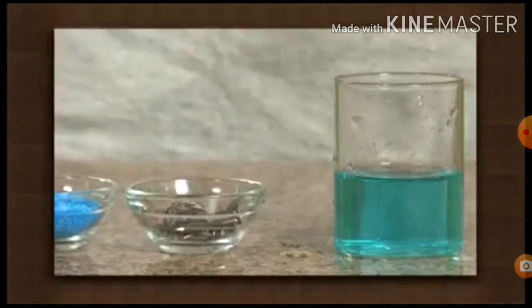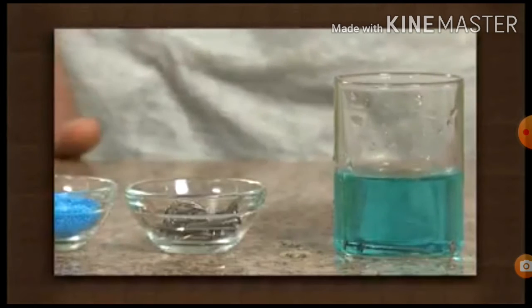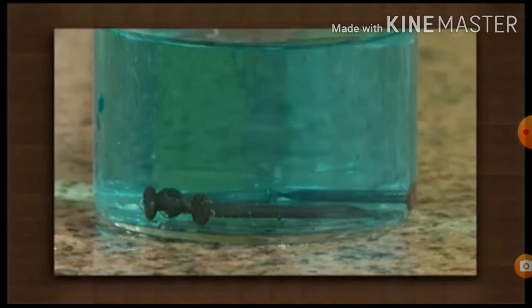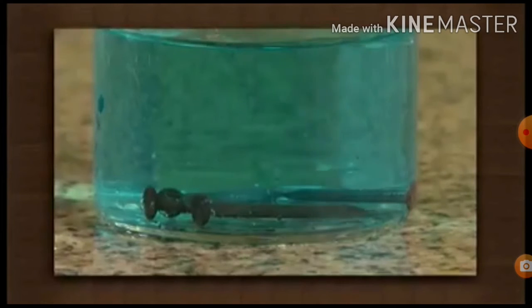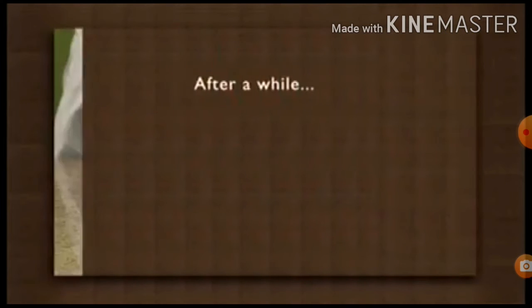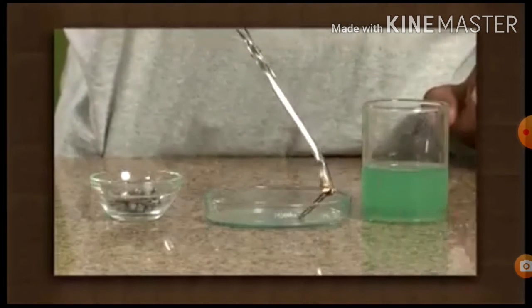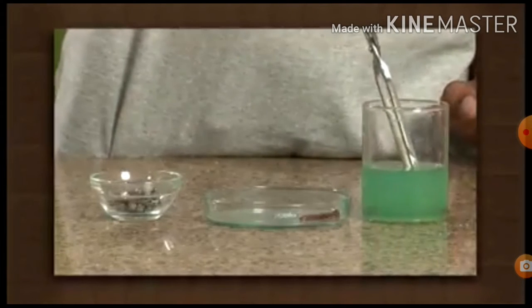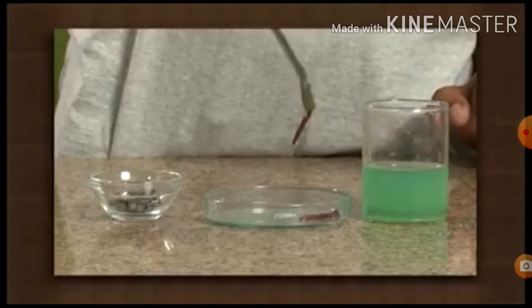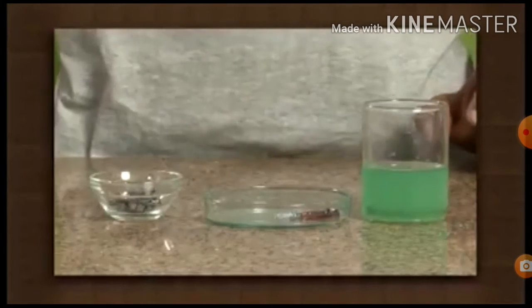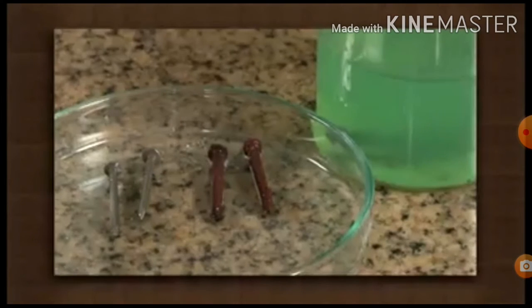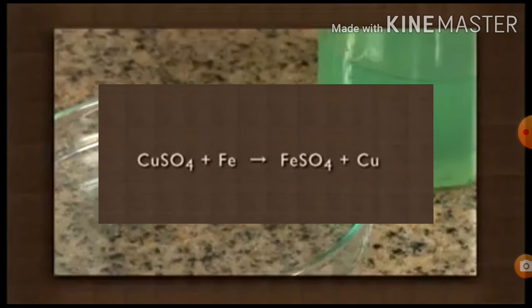Here iron is more reactive than copper in the copper sulfate solution. So as a result, iron replaces copper in the copper sulfate solution and becomes iron sulfate plus copper. After some time we can see the color of the iron nails change into copper color. Also the color of the copper sulfate solution changes from bluish to light green. Here the corresponding chemical equation can be written as Fe + CuSO4 gives FeSO4 + Cu.